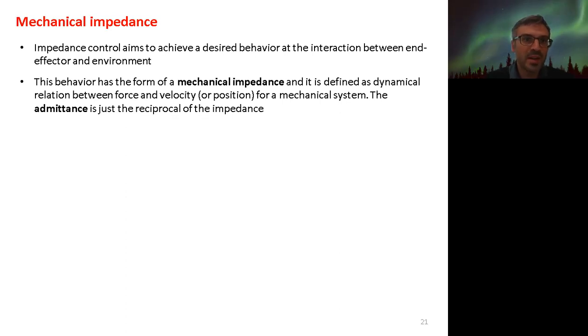So what is a mechanical impedance? It is a relationship between forces and velocities or position at a certain point for a certain mechanical system. While the admittance, we will see also the admittance control, is just the reciprocal of the impedance.